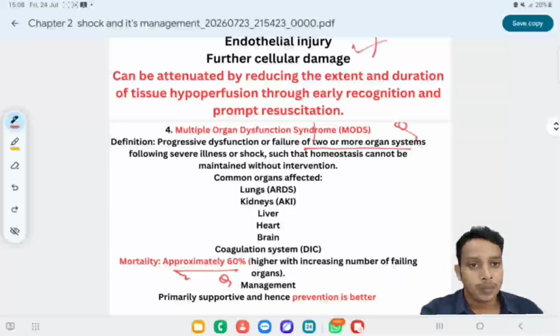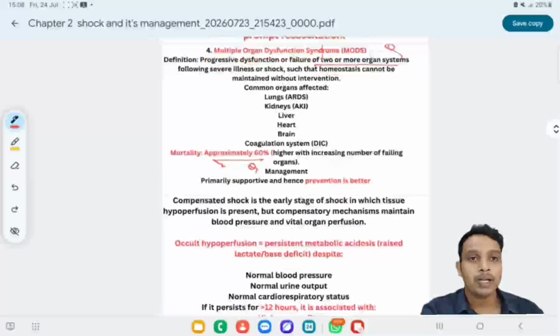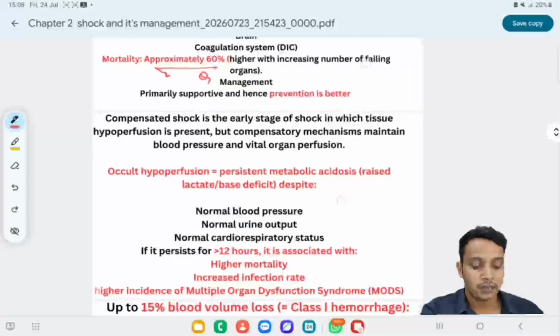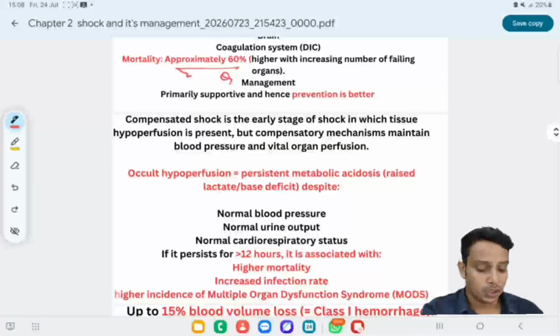To prevent multiple organ dysfunction syndrome, prevention is always better than cure. Hence, recognition and treatment of the early stages of shock is very important to prevent the consequences of shock. Compensated shock is the early stage of shock in which tissue hypoperfusion is present, but compensatory mechanisms maintain the blood pressure and blood supply to vital organs.